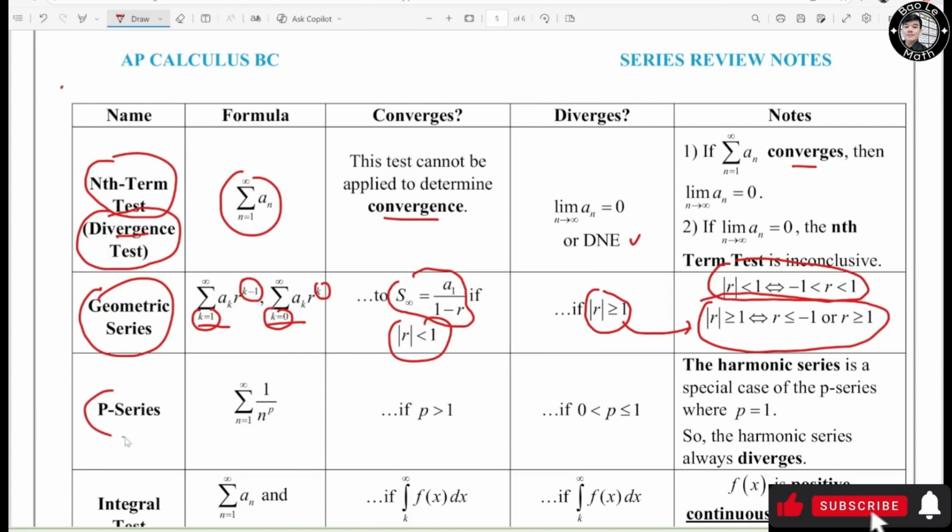Now, the p-series is going to be given by this formula. This series converges if the power p is greater than 1. It diverges if p is greater than 0 and less than or equal to 1. Note that if p equals 1, this is called the harmonic series, and the harmonic series is a special case of the p-series. The harmonic series always diverges, so keep that in mind.